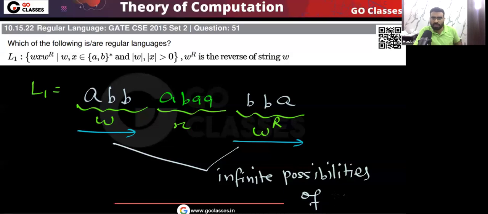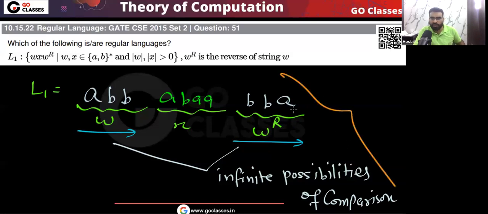Infinite possibility of comparison or matching? So can I say this language will be non-regular? Please tell me, is this argument correct, that there are infinite possibilities? Can I say this language is non-regular? Let me tell you, this is wrong.